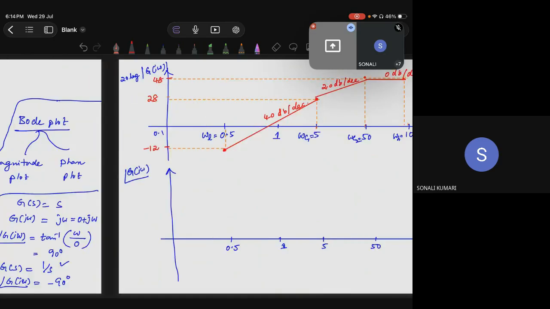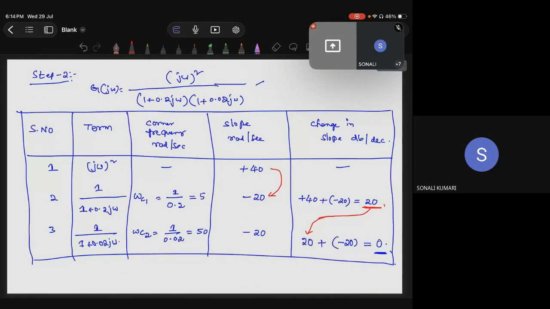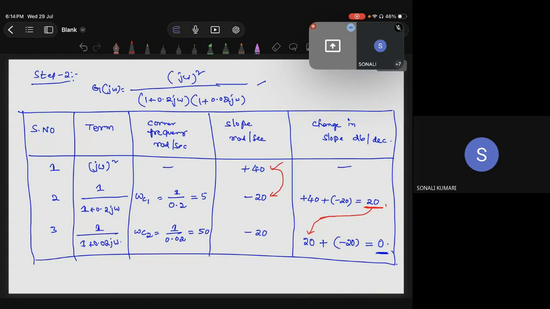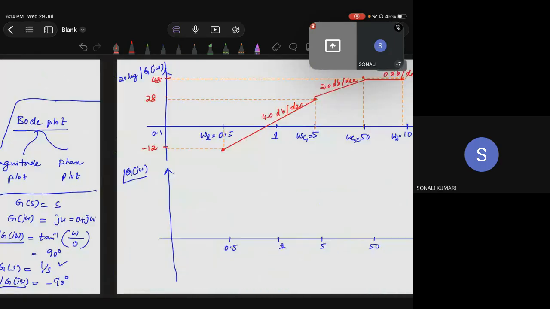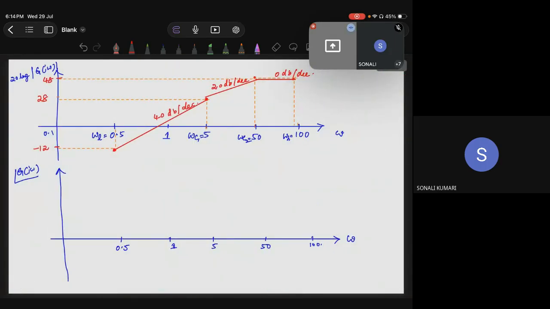Can you see our table? What is the first slope? 40. Okay. What is the second slope? 20 dB per decade. What is the third slope? Change of slopes you have to see. That is 0. Okay. So these are the three slopes. Is this clear? Any doubt? So this is the magnitude plot. Any doubt in this? Any doubt?